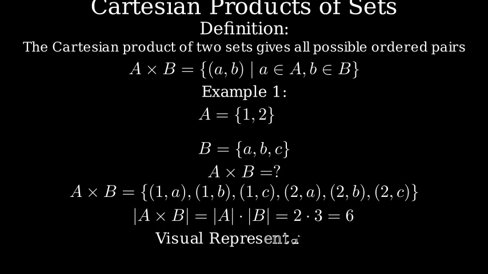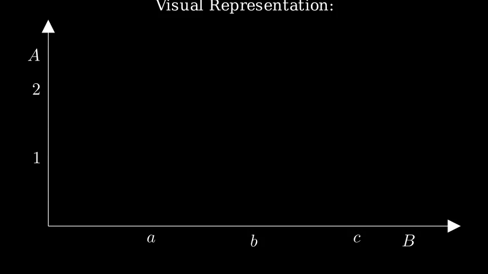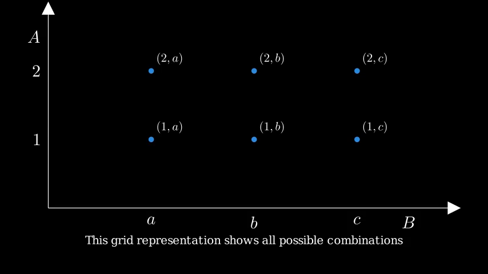Let's visualize this Cartesian product as a grid. We'll put the elements of set A along the vertical axis and the elements of set B along the horizontal axis. Each intersection point represents an ordered pair in the Cartesian product. So these intersections represent all the elements of A cross B that we listed earlier. This grid visualization helps us understand why the Cartesian product of the real number line with itself gives us the Cartesian plane, or R squared.